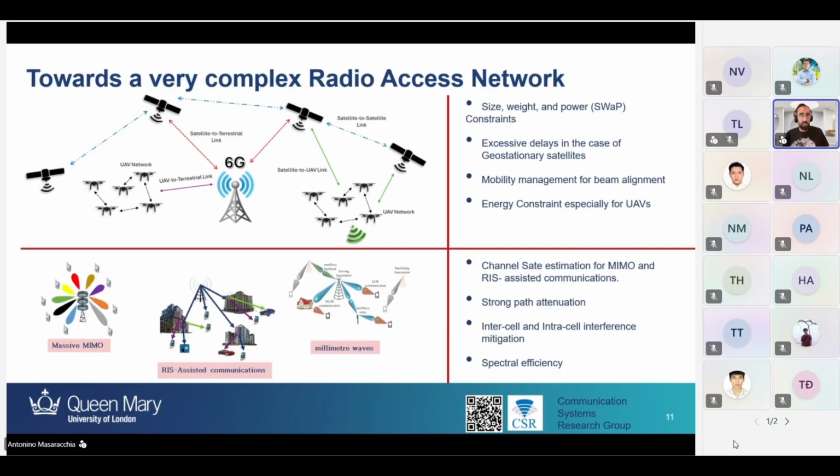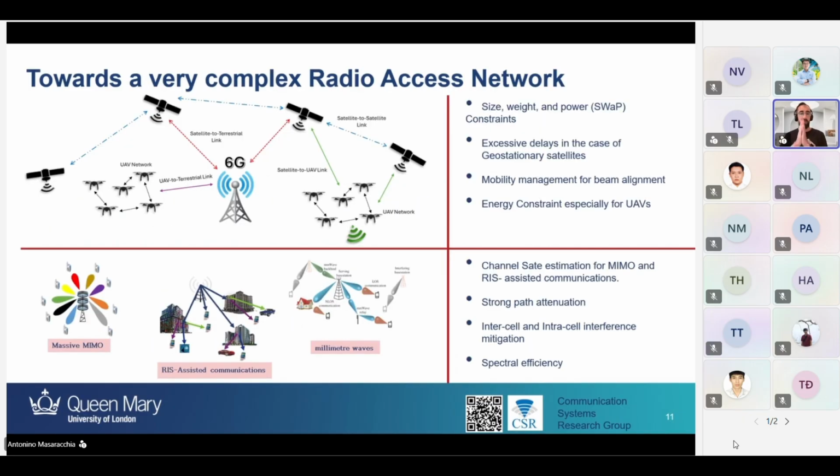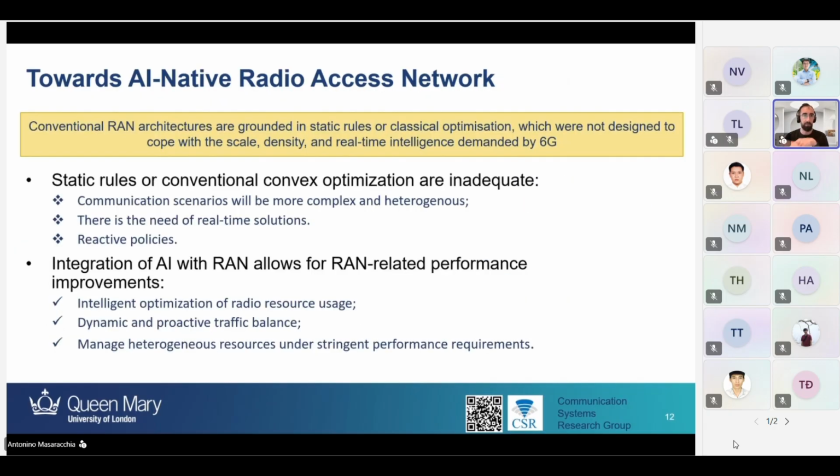In particular, the main challenges are the size, weight, and power constraints of the satellites, or the excessive delays in the communication, which are in contrast with the deployment of ultra-reliable low latency communication, and also the energy constraints, as we already know about the UAV, and the mobility management and beam alignment of the satellites. So going back to this slide, we have a very complex scenario, and we need solutions that can address these current problems.